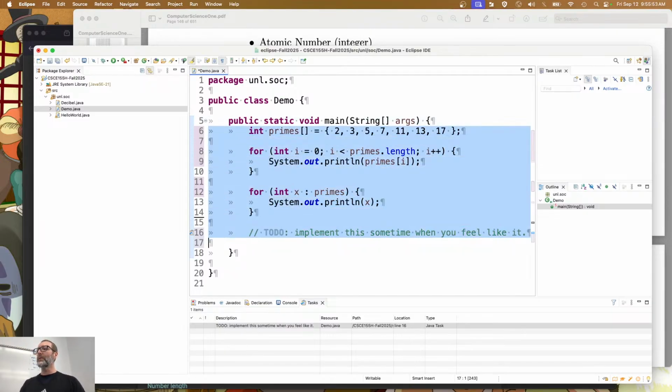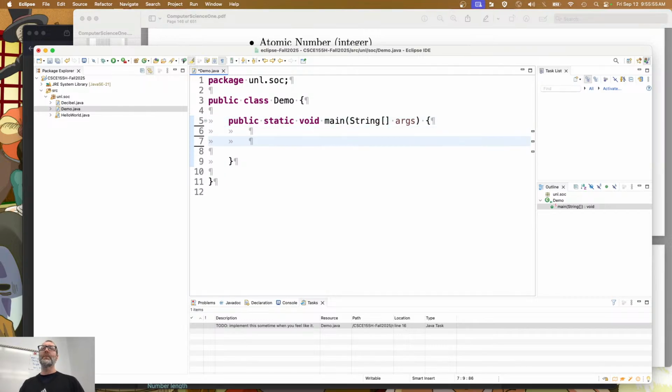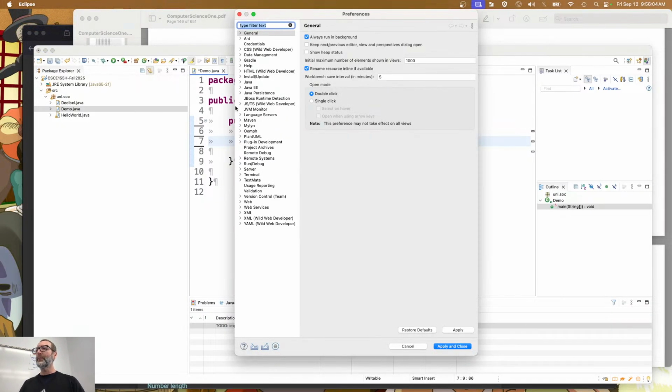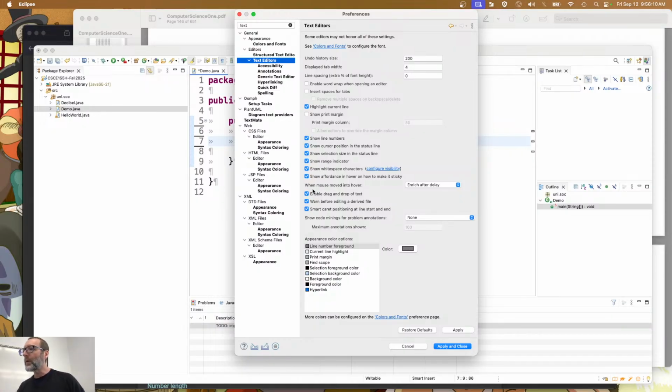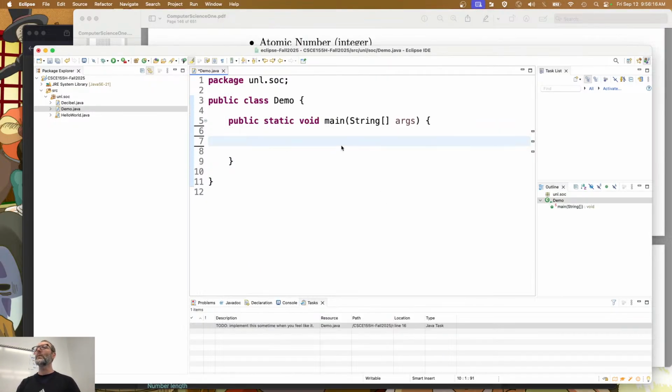By the way, how do you remove that stuff? I posted it on Code Post. I think it was a public post. But you can go up to Settings, Preferences. You can search for text editors. Right, there we go. And then where it's so small, show white space characters right there. And I'll disable that right there. Right? And now we're back to normal.